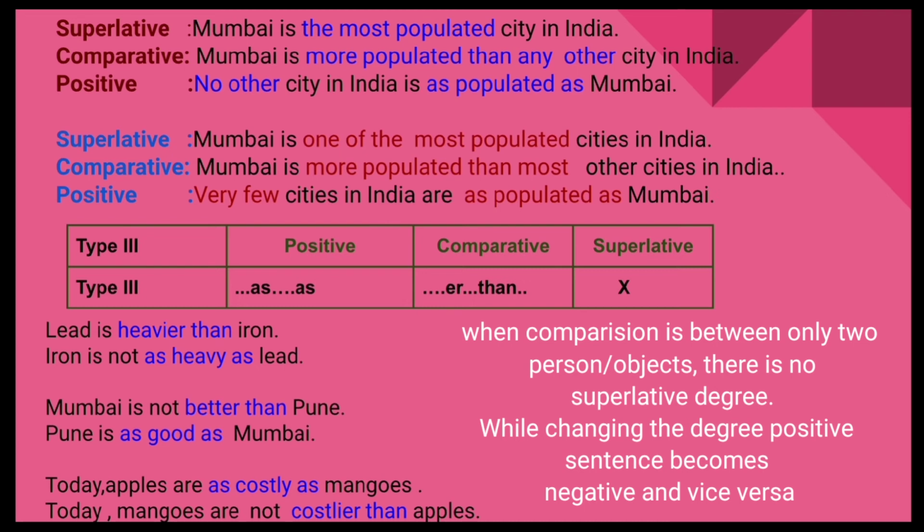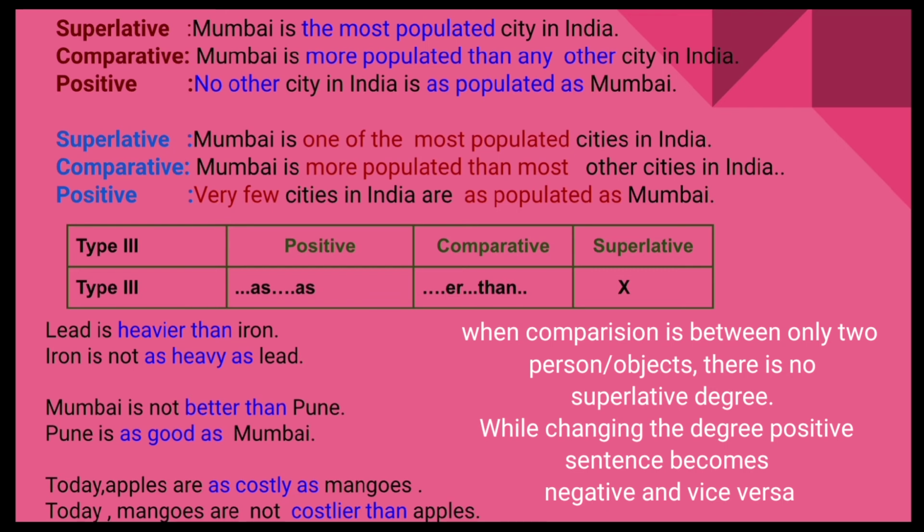We have used positive form of heavier and that is heavy as. Students, keep in mind when your sentence is in comparative degree and if it is positive, your positive degree will be negative. And if your sentence is negative, your positive degree will be positive. So, means vice versa it is changing. Let's see the next sentence. Mumbai is not better than Pune means Pune is as good as Mumbai.